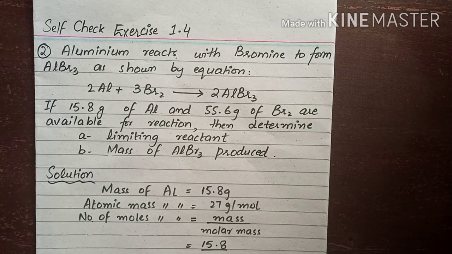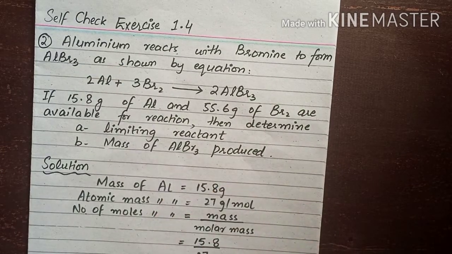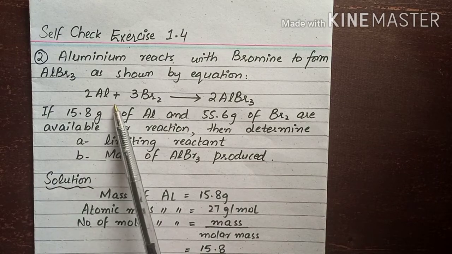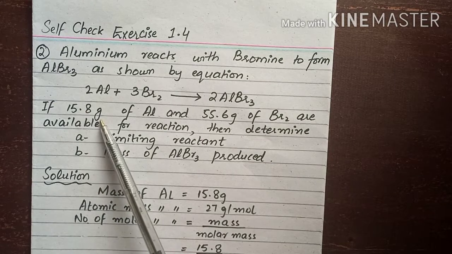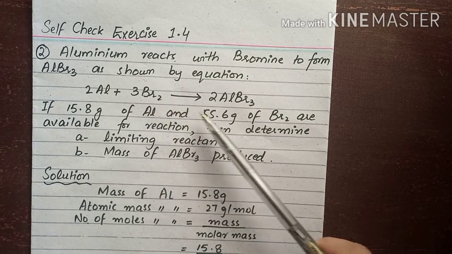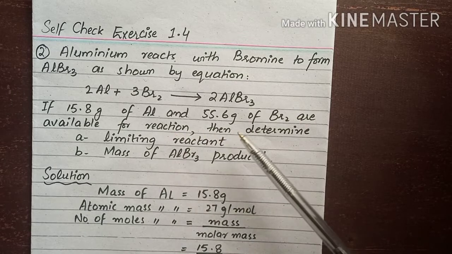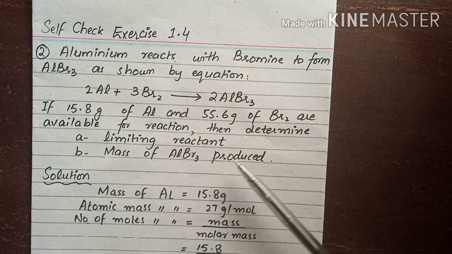So we have self-check 1.4, it's part 2. It says aluminium reacts with bromine to form aluminium bromide as shown by the equation. 2 moles of aluminium react with 3 moles of bromine to produce 2 moles of aluminium bromide. If 15.8 grams of aluminium and 55.6 grams of bromine are available for the reaction, then determine A. the limiting reactant, B. the mass of aluminium bromide produced.